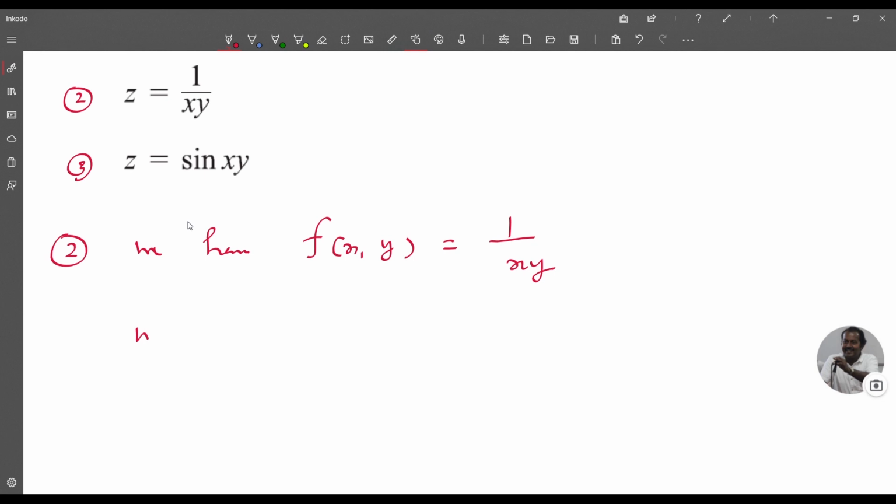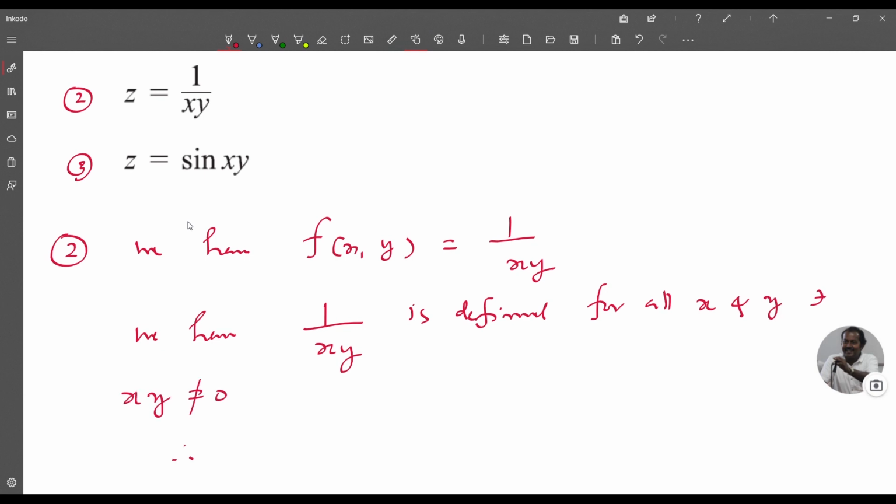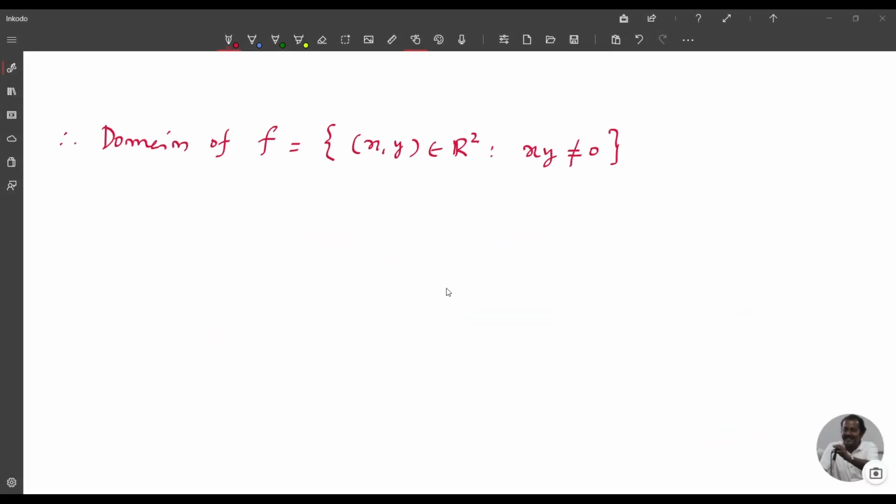We have 1 by xy is defined for all x and y such that x into y is not equal to 0. Therefore, domain of f is set of all x, y in R2 such that x into y is not equal to 0. Let it be D.